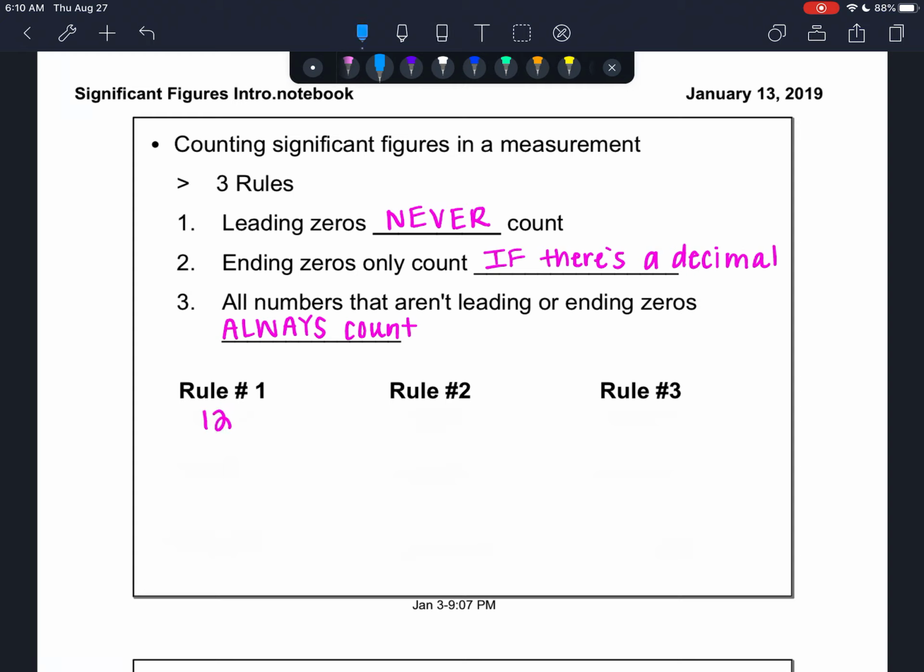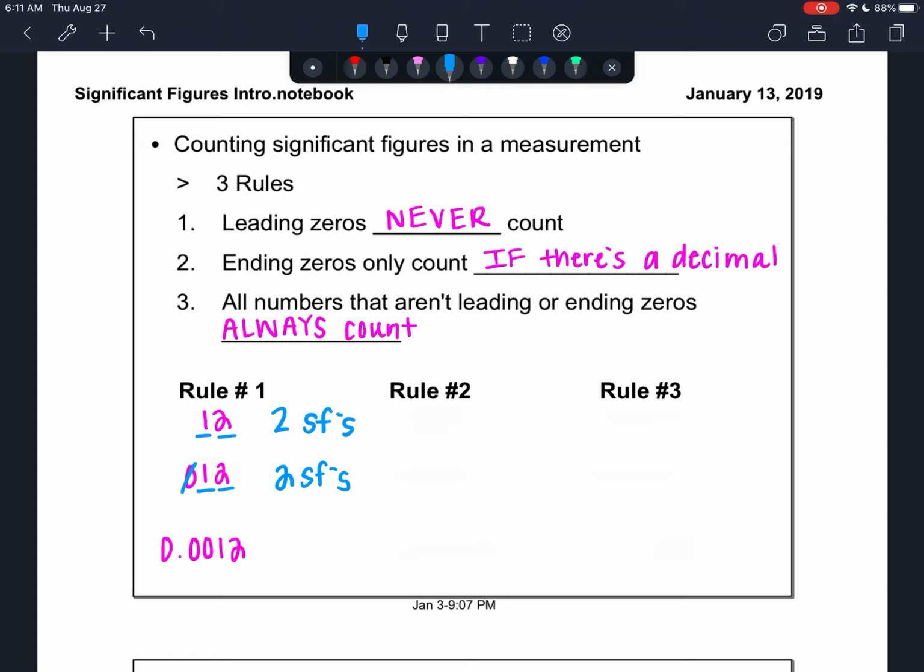Leading zeros never count. If I had the number 12 and I wanted to count the number of significant figures, leading zeros never count. There are no leading zeros in this number, so 1 and 2 would be significant. So this has 2 significant figures. But let's say I had 012. It's still the number 12, but it's got a leading 0 in front. Well, I know 1 and 2 are going to count, but leading zeros never count. So this measurement still has 2 significant figures.